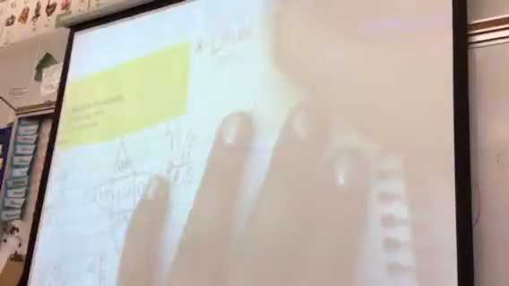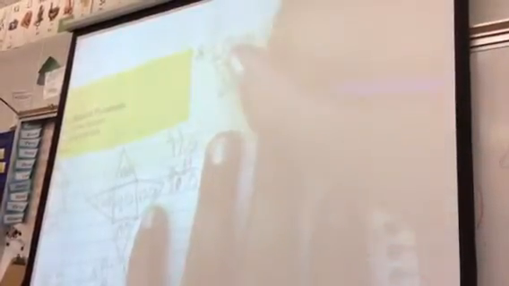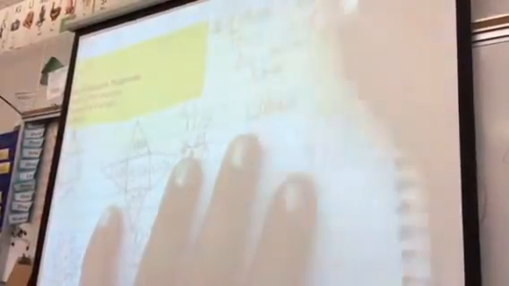Lateral area is just the triangles around the base. So that means that we just found the lateral area. It is just the triangles. Can we see that? Yeah. Does that make sense?